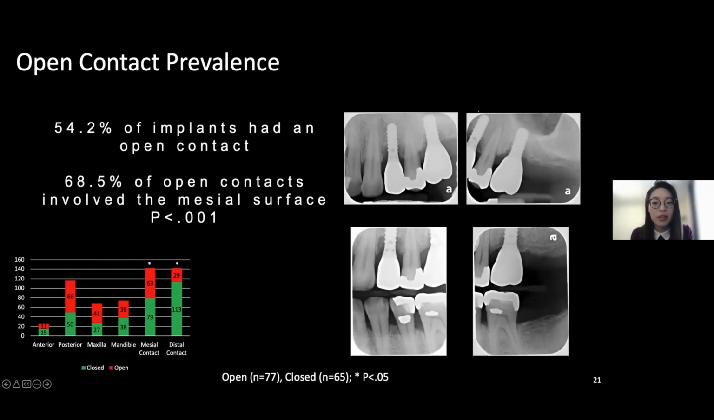And you can see here some radiographs where you can actually see the open contacts. This is not always the case, so I wouldn't rely on a radiographic evaluation, and that's why I did a clinical assessment. But we found that 54.2% of the implants had open contacts, and this is quite significant.